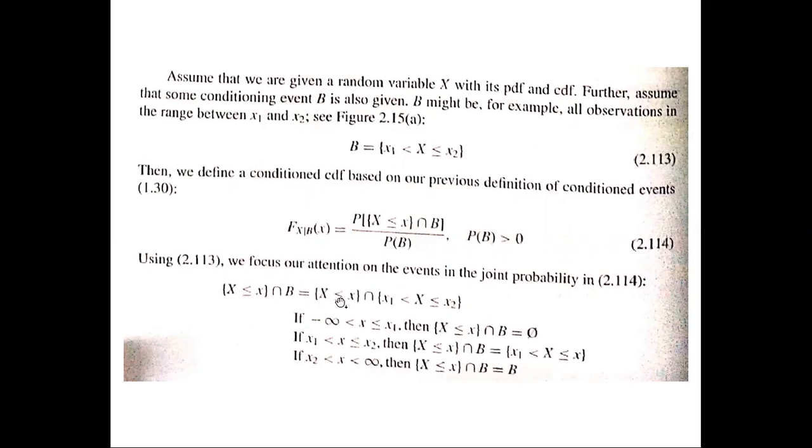Now, if the value of x is above x2, then whatever is there here is covered within this, and therefore it will be equal to b itself. Whatever is there here is covered within this, so the intersection of that will be this quantity itself, which will be b. So this will be x1 to x, this will be b itself, which is the value phi.